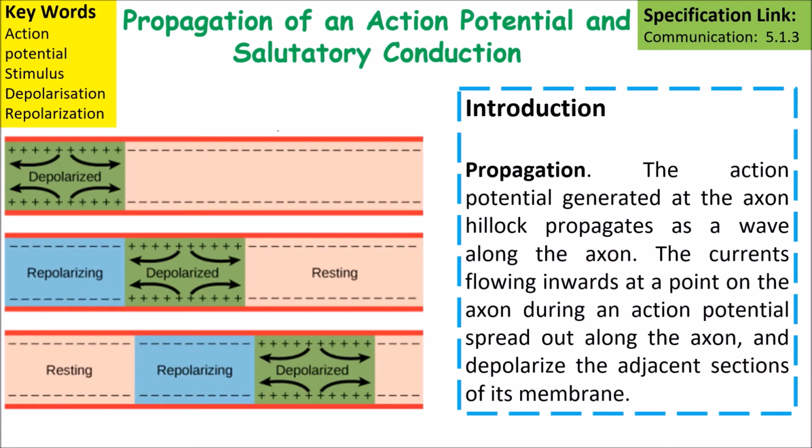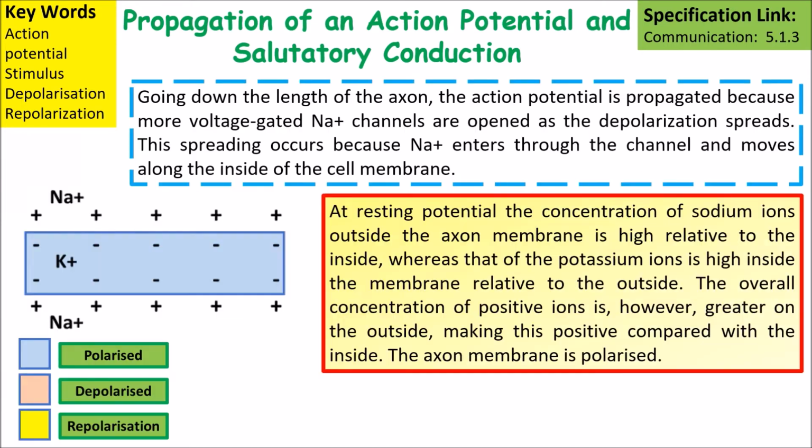So propagation is the action of a potential gradient at the axon hillock that propagates as a wave along the axon. If we look at how this happens, going down the length of the axon, the action potential is propagated because more voltage-gated sodium ion channels are opened as the depolarization spreads. This spreading occurs because sodium ions enter through the channel and move along the inside of the cell membrane.